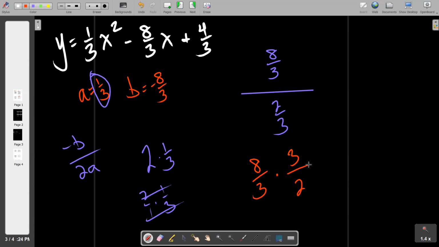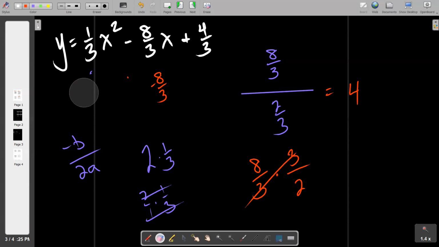So anyways, what's 8 divided by 2? It is 4. And of all the math that has taken place on the board, really the only thing we know right now is the x coordinate of the vertex, but it is definitely 4. Good so far?